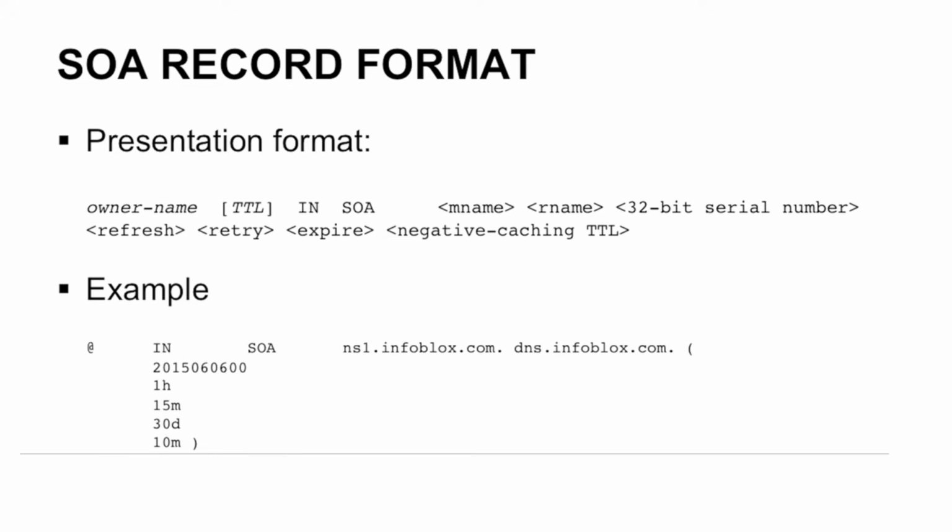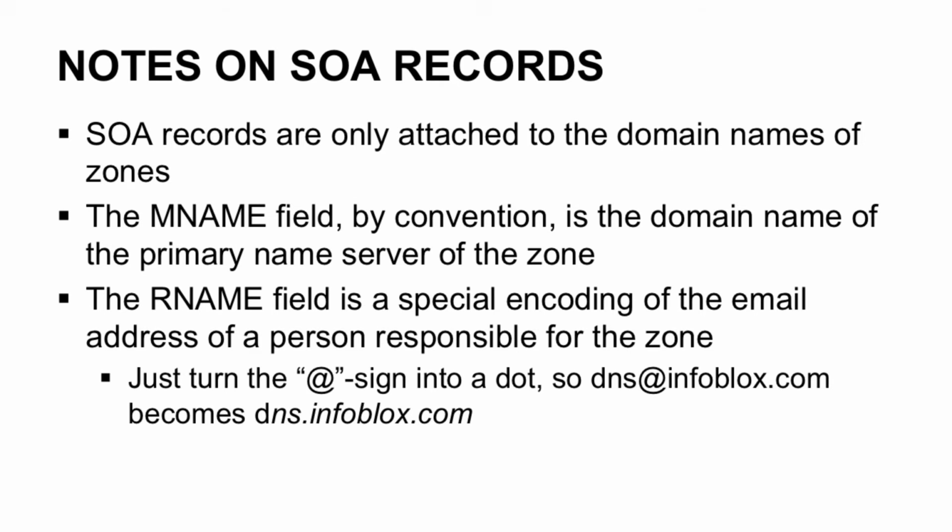Note that we're using a special format here. The last character of the first line of the record is an open parenthesis, which tells the name server reading the record to ignore carriage returns and new lines from there to the matching close parenthesis on the last line. You can use these parentheses in any type of record, but SOA records are so long that you'll routinely see parentheses in them. The mname field, by convention, contains the domain name of the primary name server for the zone.